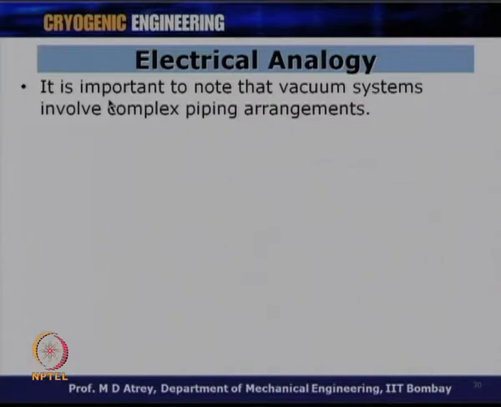Now, it is important to note that a vacuum system involves complex piping arrangements. If I want to evacuate a particular space, I will connect that space using different piping arrangements, and these pipes could be in parallel to each other or in series with each other. If I connect a pipe of a particular dimension D and L to another pipe of D and L, it will give me different throughputs and different resistance to the flow, or delta P. Therefore, it is very important to understand what happens if I connect pipes of a given dimension in series or in parallel.